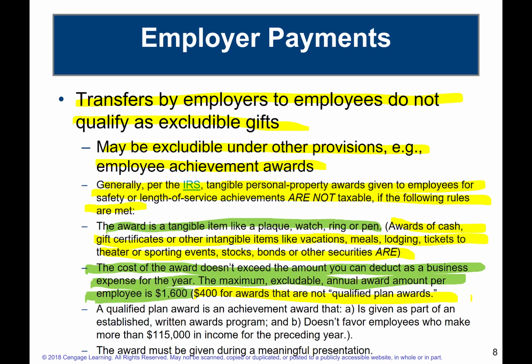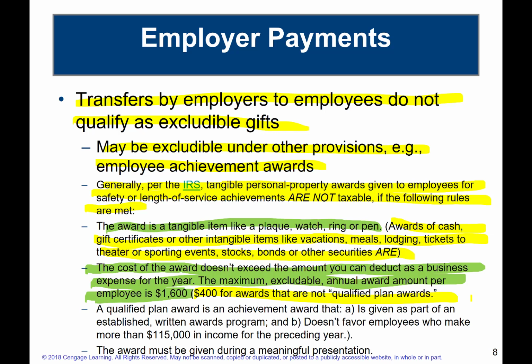Okay, so what happens? If you give a ring like that, then that's going to be taxable. That's clearly more than $1,600, right? And again, the cash award that they get for winning the Super Bowl, that's all taxable, right? Regardless of the amount. Okay, good.